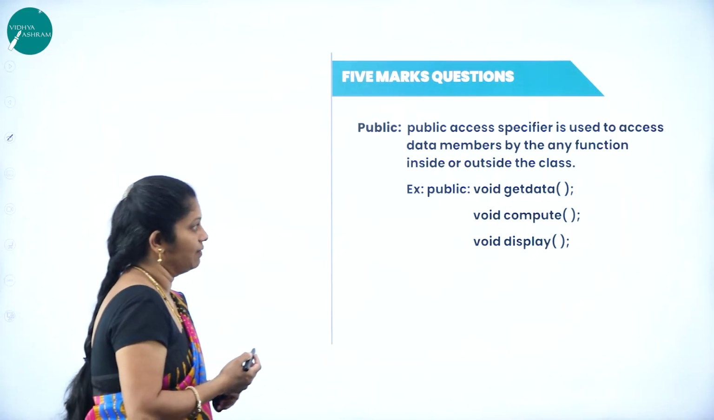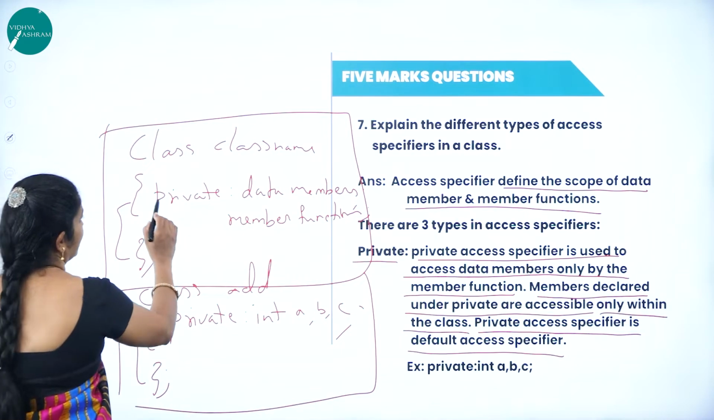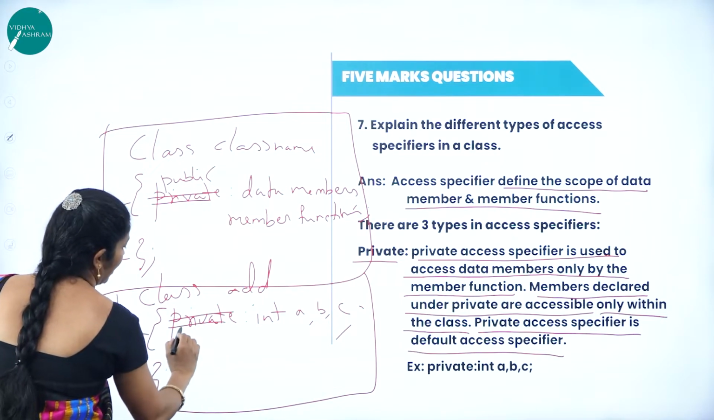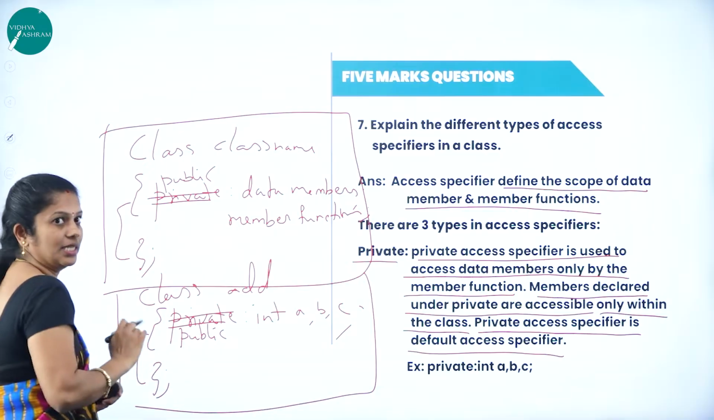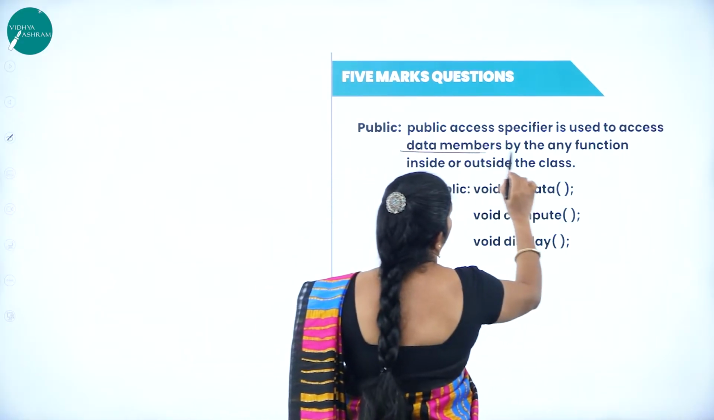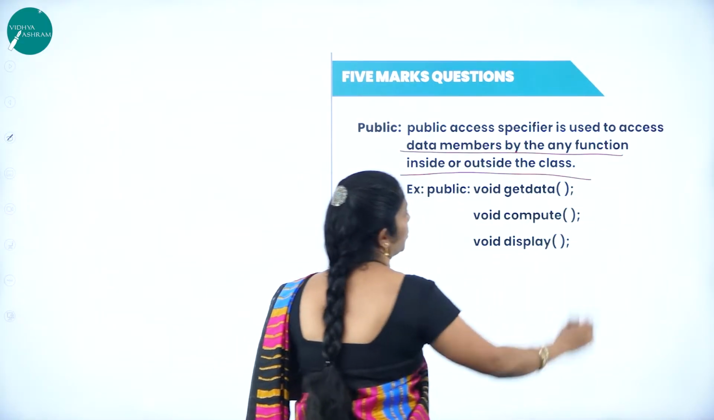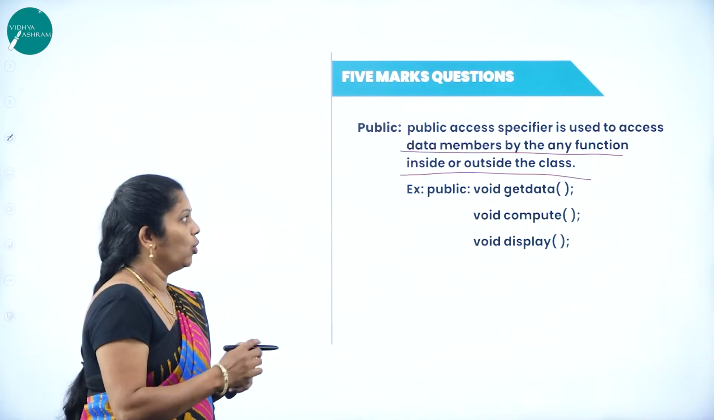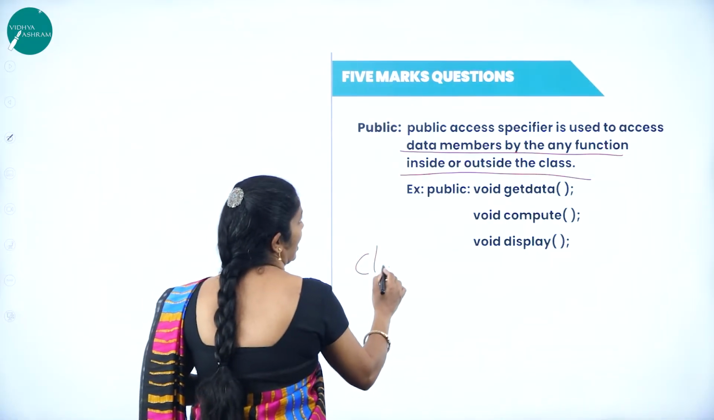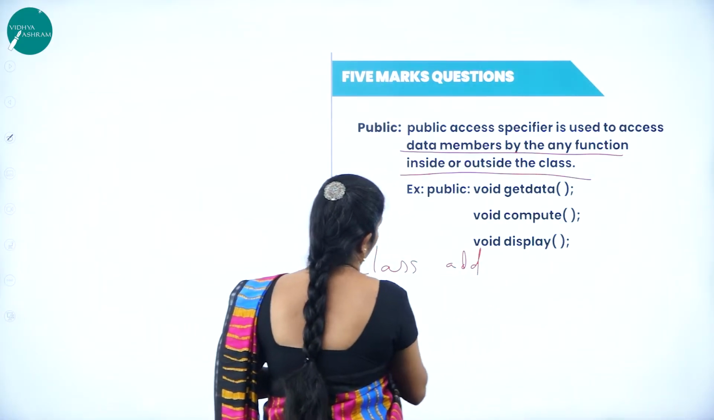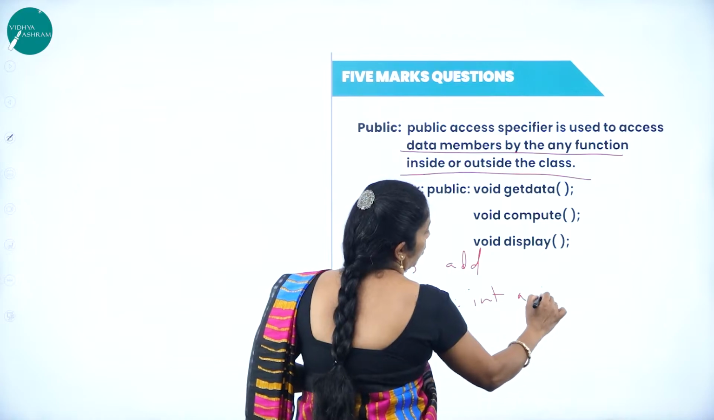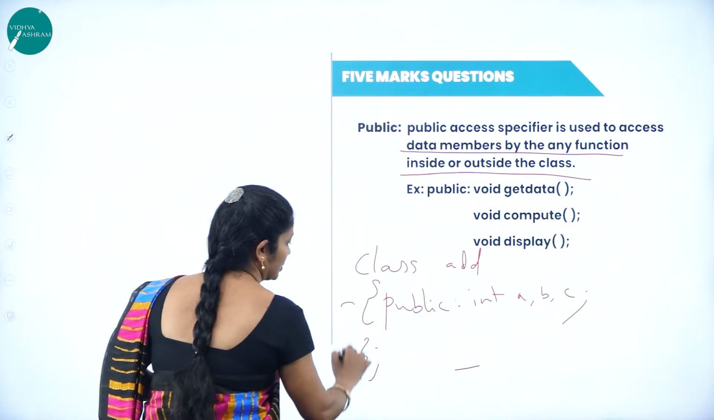Then for the public access specifier, whatever is written here, just replace it by public. Here also just replace this by public, then it will work. The public access specifier is used to access data members by any function inside or outside the class. Here void get data, compute function, display function, anything you can write. For example, class add, where add is the class name. On this I will write public, then afterwards int a, b, c, whatever you want you can write, then here you have to close the class.